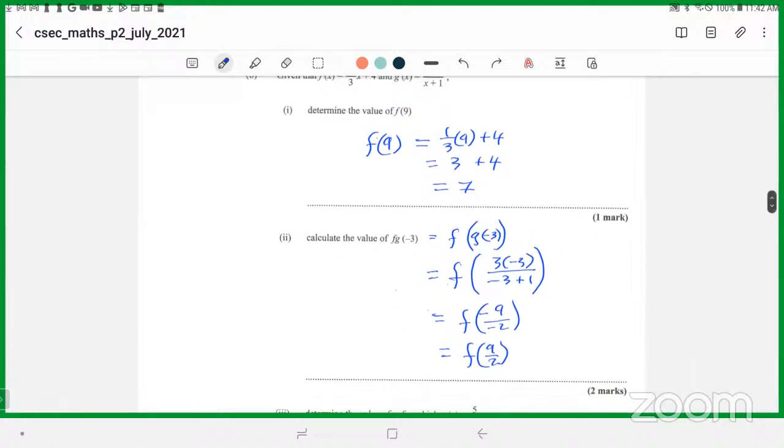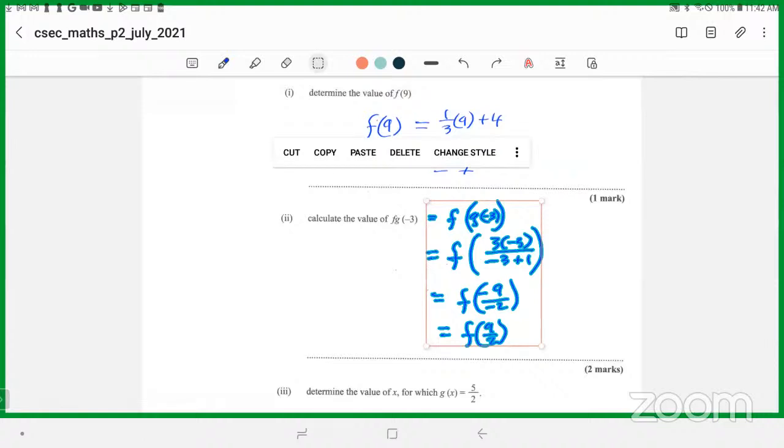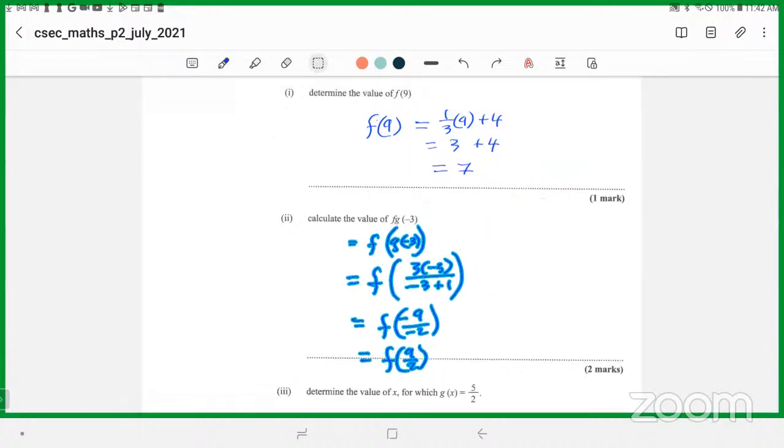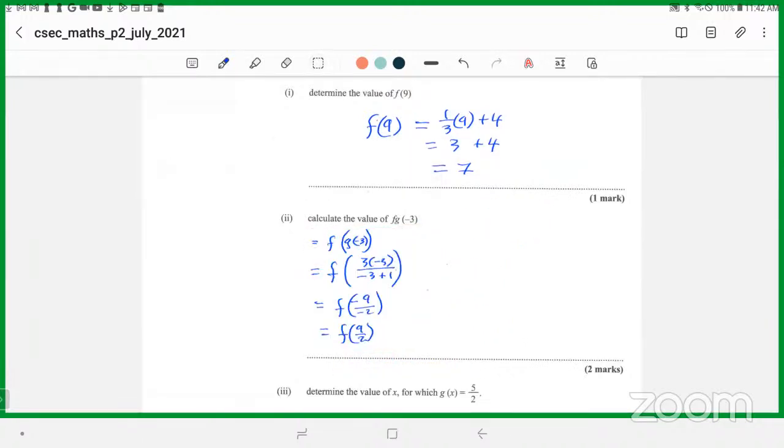Let me move this and get some space. Let me shift it over. Okay, I'm going to continue right here now.